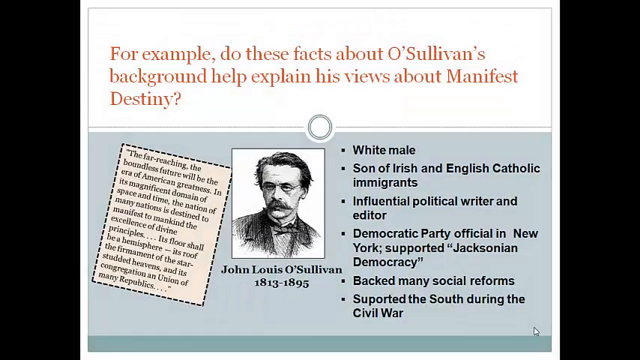For example, do these facts about O'Sullivan's background help explain his views about manifest destiny? As a white middle-class male, O'Sullivan enjoyed full citizenship rights and other advantages. Some might say this explains his patriotic enthusiasm for America's rapid expansion westward. As a Democratic Party official, he'd be all for the westward expansion his party strongly backed in the 1830s and 1840s.